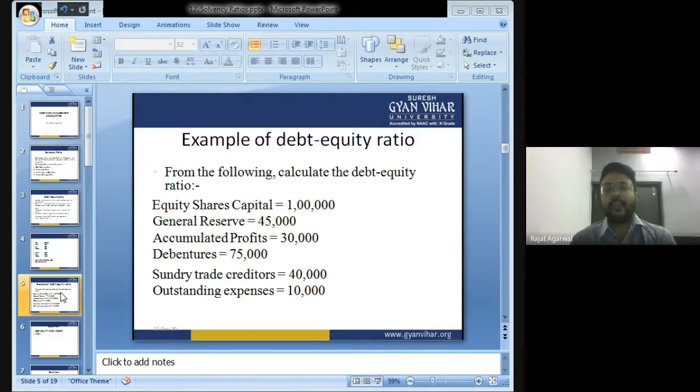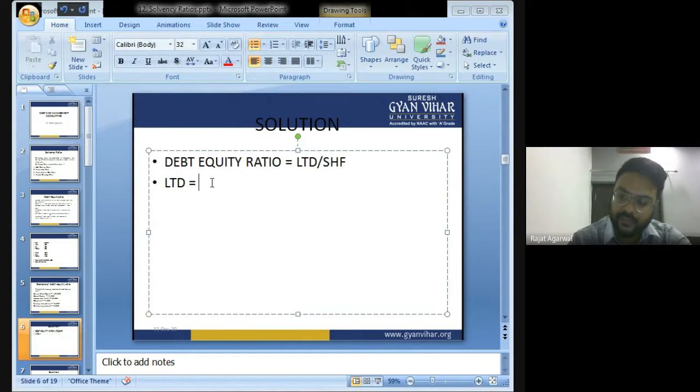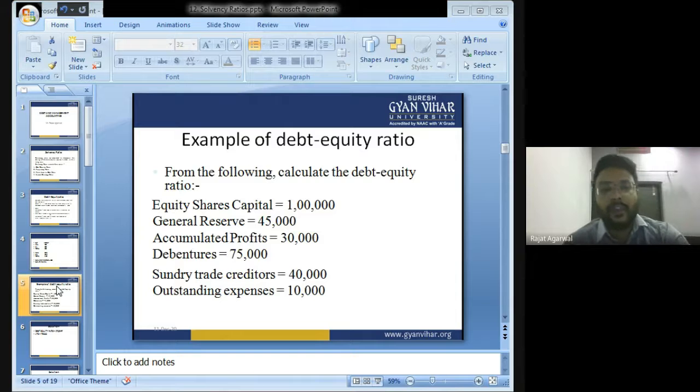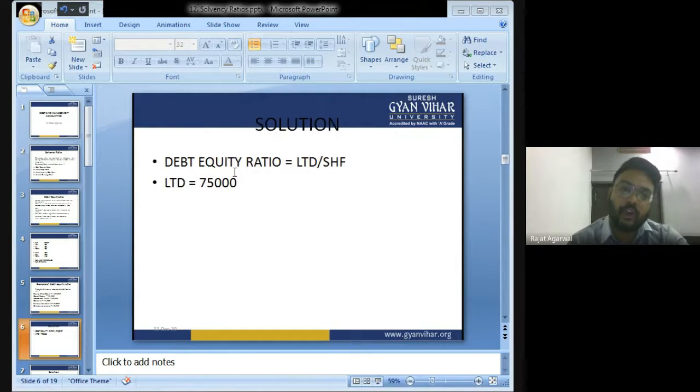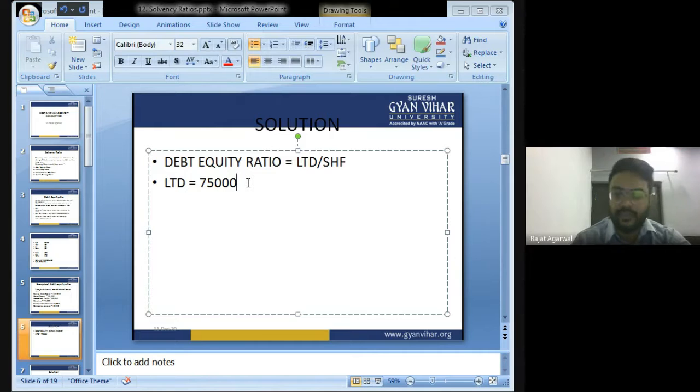Equity share capital is a part of shareholder fund. Reserves and surplus, general reserve, accumulated profit are part of shareholder fund. Debenture is a long-term debt, so I'm going to write debenture 75,000. Trade creditors and outstanding expenses are both part of current liability, both are short-term debts, so we are not going to consider them. So long-term debt is only debenture 75,000.